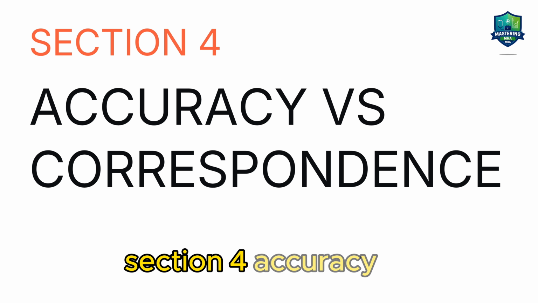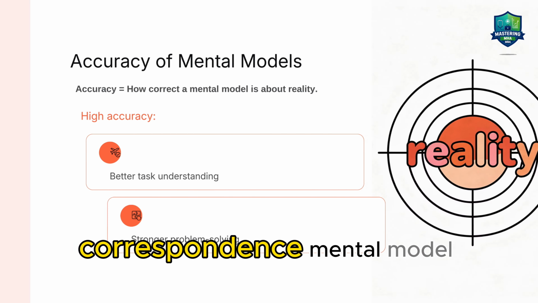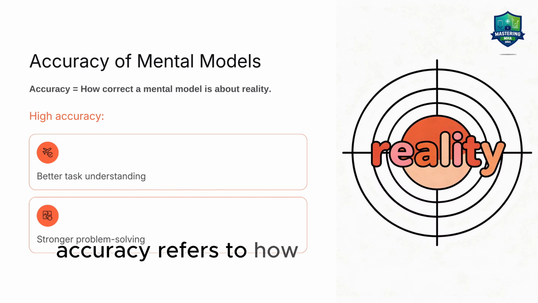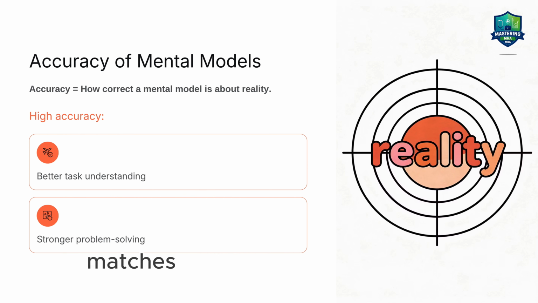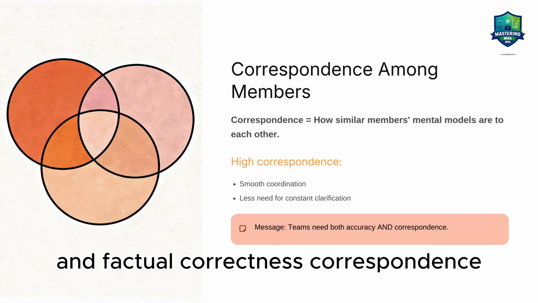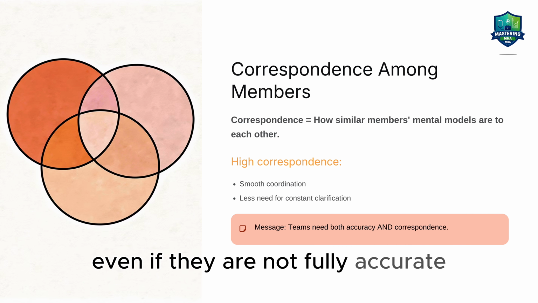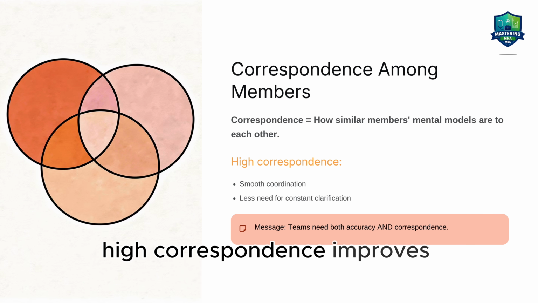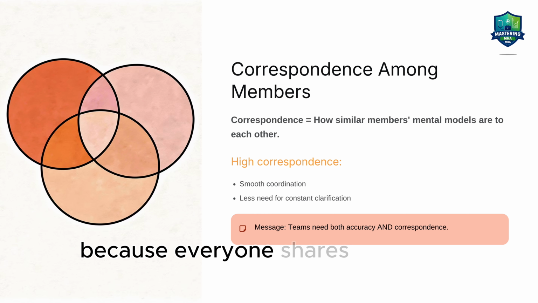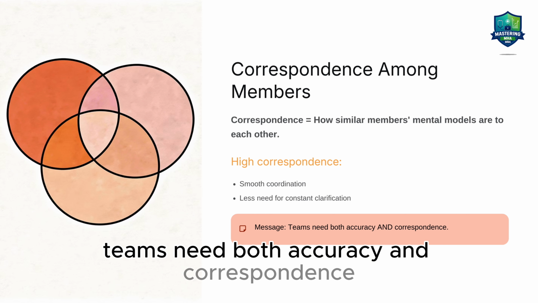Section 4. Accuracy versus correspondence. Mental model accuracy. Accuracy refers to how well a member's mental model matches the real task environment. This is about truth, precision, and factual correctness. Correspondence refers to how well members' models match each other, even if they are not fully accurate. High correspondence improves coordination because everyone shares the same expectations. Teams need both accuracy and correspondence.